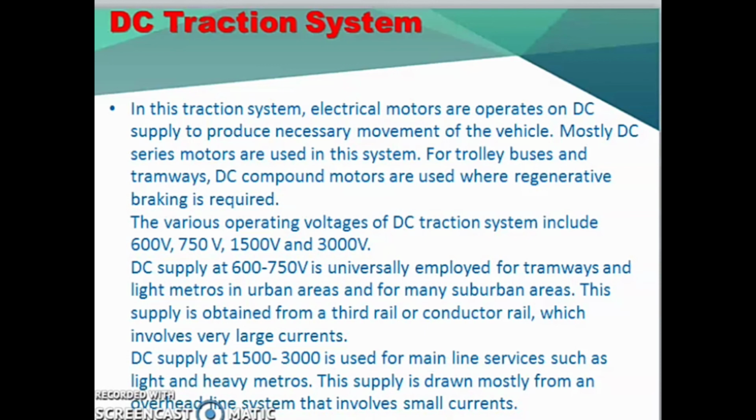DC supply at 600 to 750 volt is universally employed for tramways and light metros in urban areas and for many suburban areas. This supply is obtained from a third rail or conductor rail, which involves very large currents. DC supply at 1500 to 3000 volt is used for mainline services such as light and heavy metros. This supply is drawn mostly from an overhead line system that involves small current.